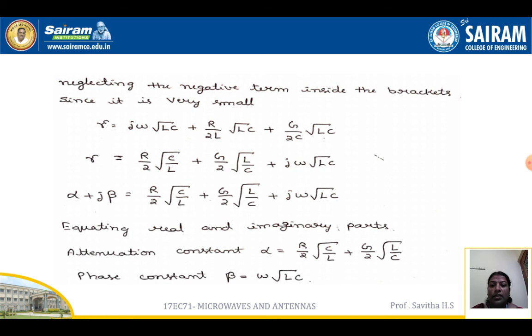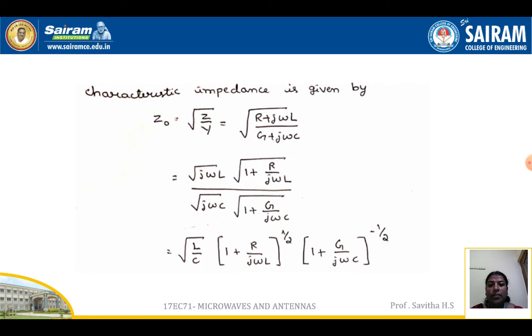So gamma is nothing but alpha plus j beta. Separating the real and imaginary parts, the attenuation constant alpha is r by 2 square root of c by l plus g by 2 square root of l by c, and the phase constant, that is the imaginary term, is omega into root LC. Similarly, the characteristic impedance is given by z naught is equal to square root of z by y.